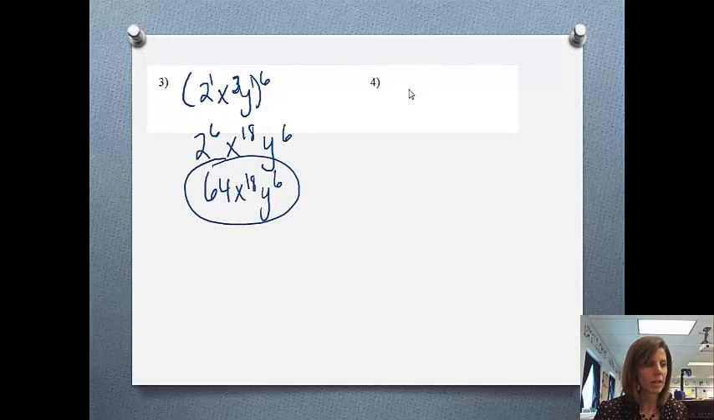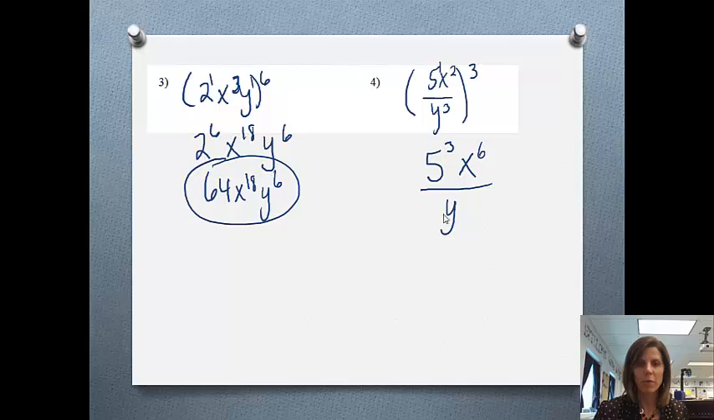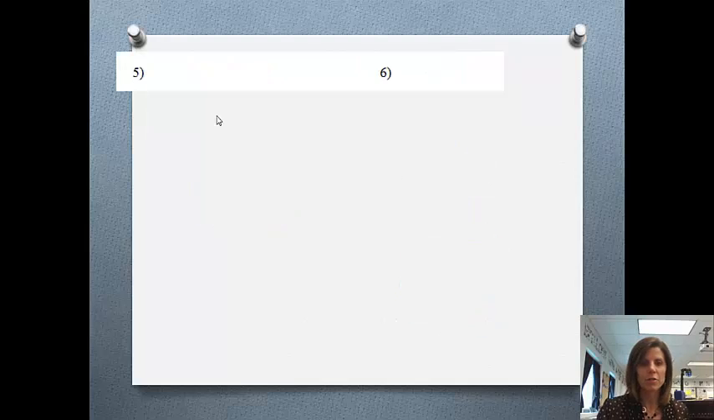Let's try some quotients. Let's say I have 5x to the second over y to the third, all raised to the third power. There is one term that didn't have a power on it, so I'll put a 1 on that. Now each term inside gets the power, so 5 to the 1 times 3 is 3, x to the 2 times 3 is 6, and then y to the 3 times 3 is 9. And then the part that I can reduce, 5 to the third power, is 125, x to the 6th over y to the 9.